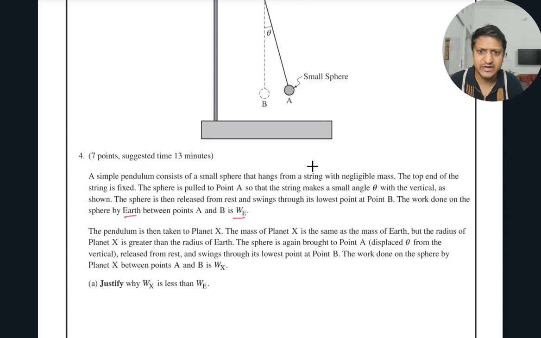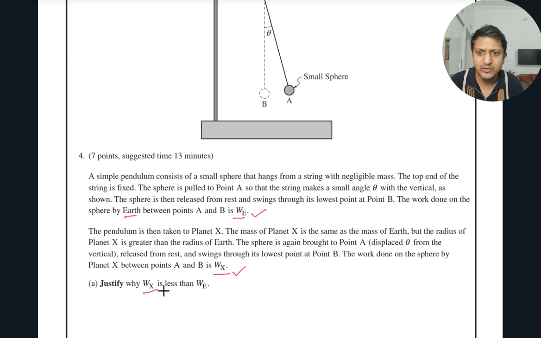The pendulum is taken to planet X, so some other planet. The mass of planet X is the same as the mass of Earth, but the radius of planet X is greater than the radius of Earth. The sphere is again brought to point A, displaced theta from the vertical, released from rest and swings through its lowest point at point B. Work done on the sphere by planet X between A and B is Wx. So on Earth it is We, on planet X it is Wx.